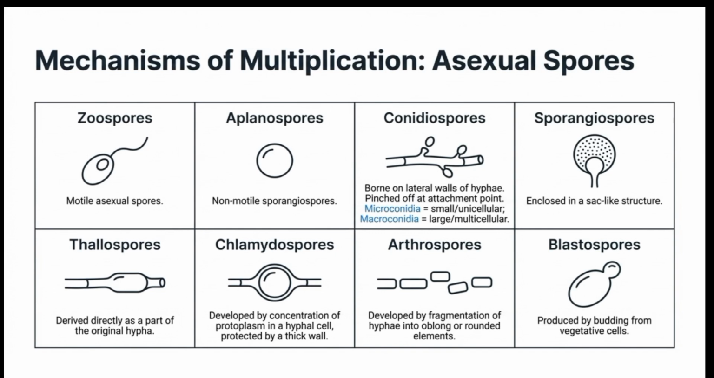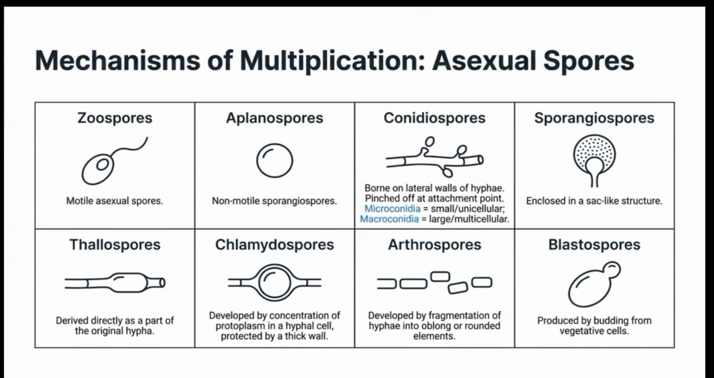Wow. You have aplanospores, which are non-motile. You have conidiospores, which are literally pinched off the sides of the hyphal walls like tiny buds. And sporangiospores that grow in a sac, right? Yes, and thallospores that form directly from the original hypha. But the ones that blow my mind from the atlas are the survivalists, like the chlamydospores.